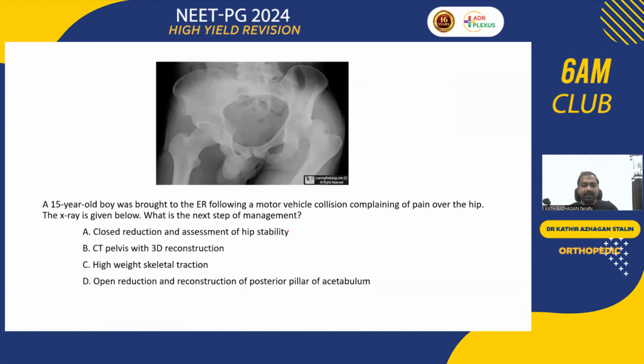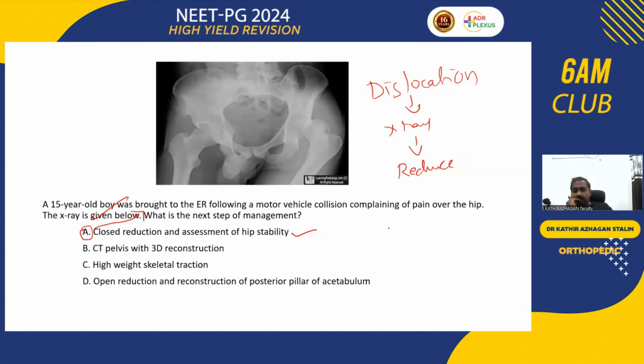My next step would be, whenever there is a dislocation, it is an emergency. So once I confirmed the dislocation with an X-ray, then I will reduce. Now, just assume option A is already given here, and they are asking what is the next step of management. I have done A. Now I'm going to do the next step. After reducing a hip dislocation, what will you do?